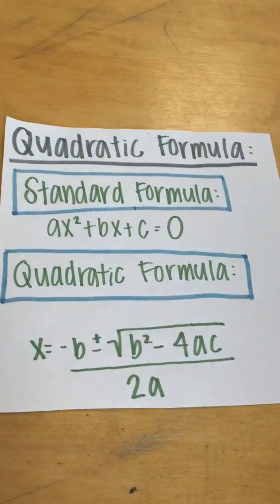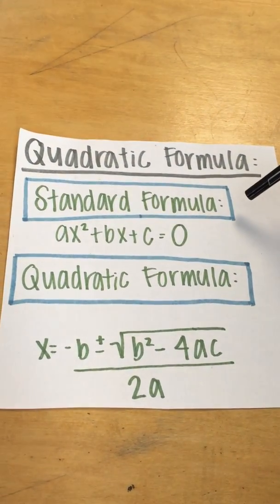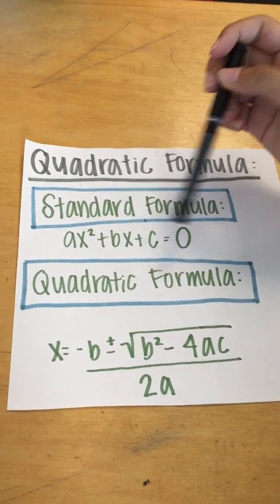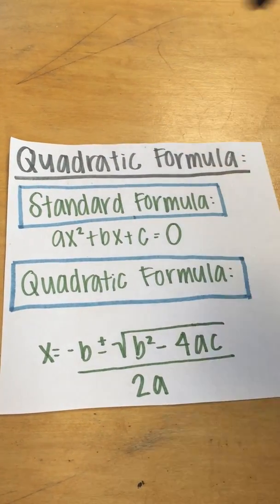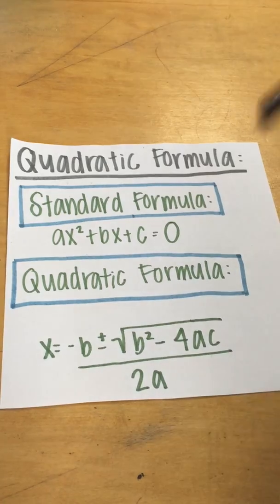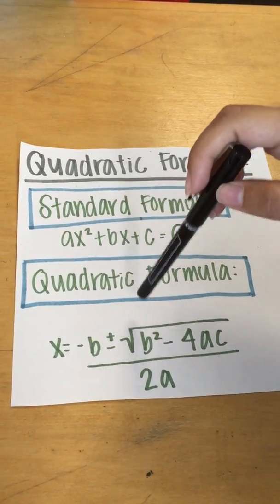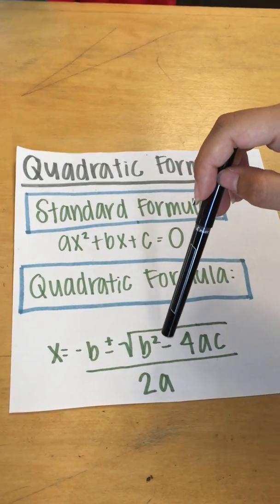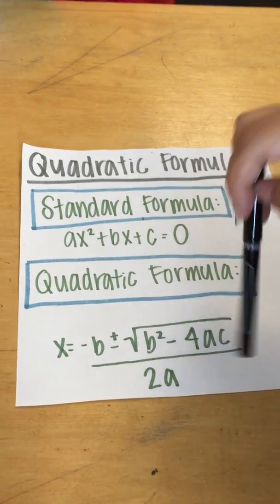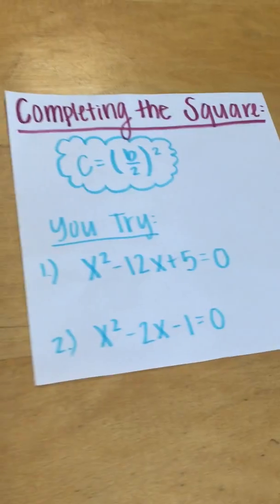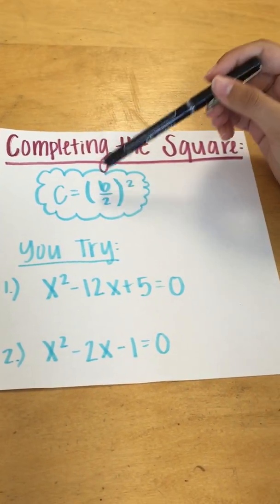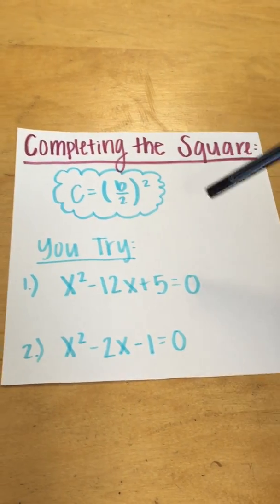First, we have the quadratic formula. The standard form for that is ax squared plus bx plus c equals 0, in which a, b, and c are variables, and x is the unknown. The quadratic formula is x equals negative b plus or minus the square root of b squared minus 4ac, all over 2a. The formula for completing the square is c equals b over 2, all of that squared.